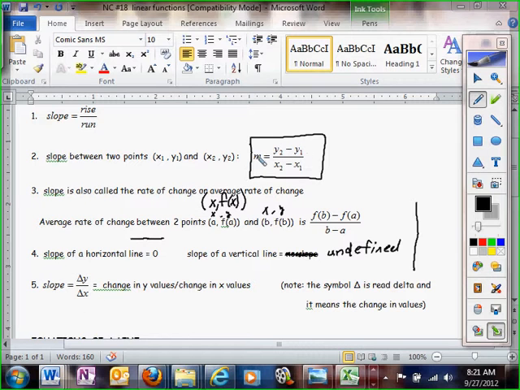Up here in your slope formula that you're familiar with, you have y2 minus y1. That's still the change in y's. And over x2 minus x1, that's the change in x. Well, this is kind of a shorter version. Change in y over change in x.